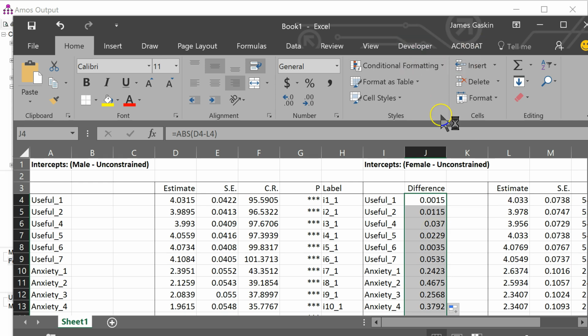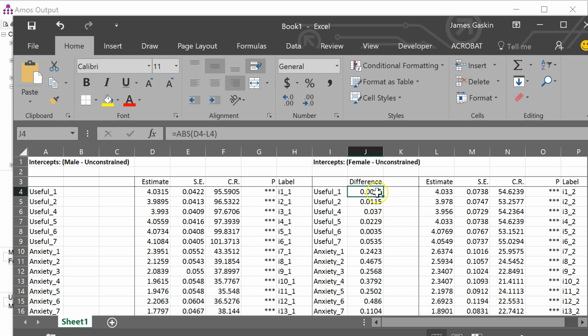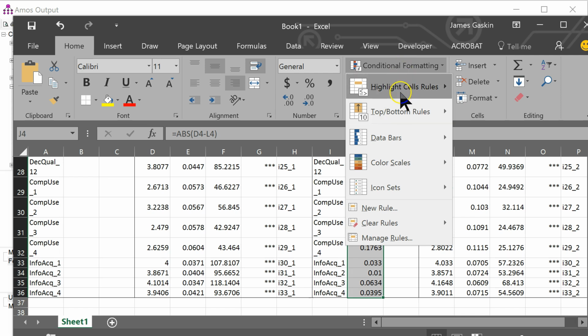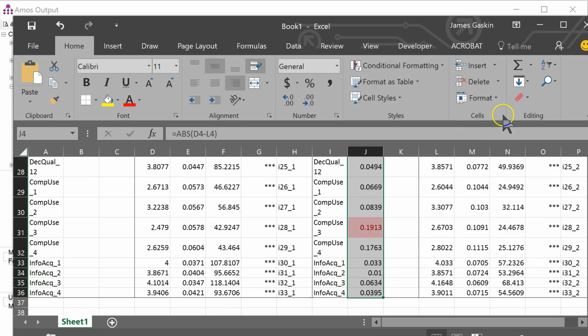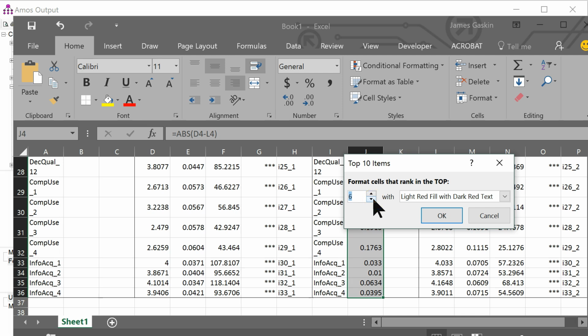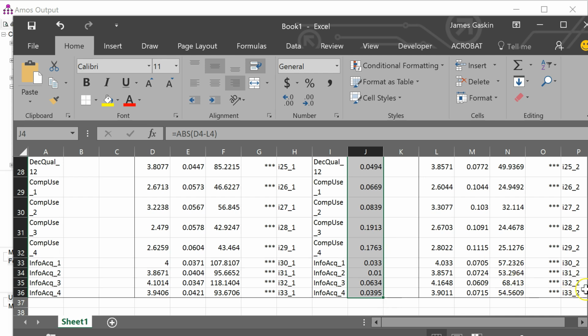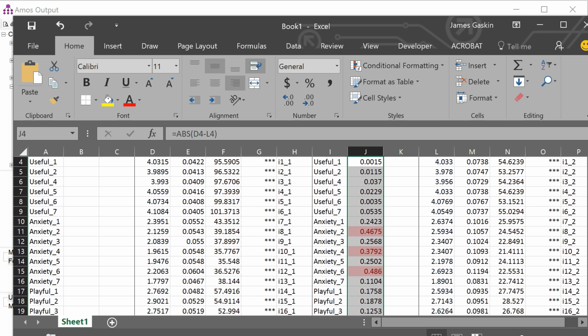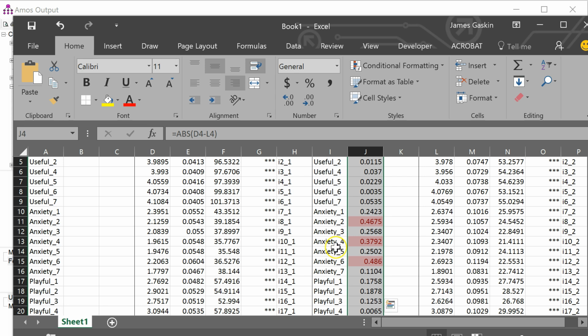In fact, what we could do, let me zoom out a bit. There we go. I'm going to highlight this data here, and I'm going to do some conditional formatting. Top. Let's do top 10, see if it lets me edit that. Here we go, not 10. I'm with the top 3. Okay. And as I scroll through these, I see that the biggest differences are these three right here. All on anxiety. Interesting. So we probably have scalar invariance everywhere except for on anxiety.